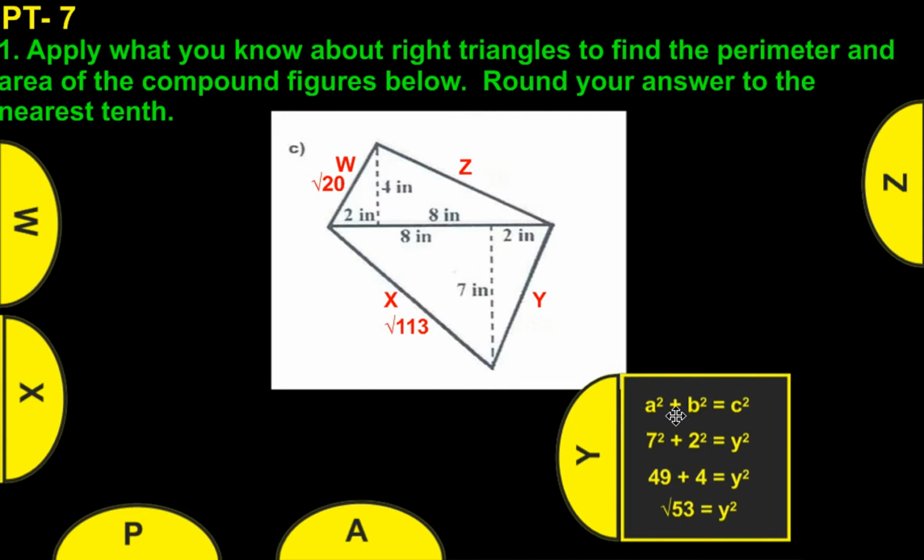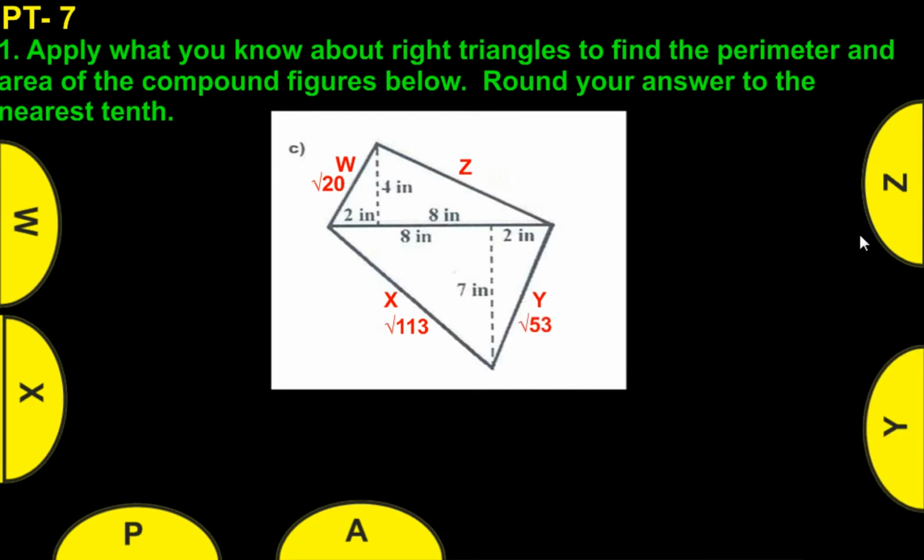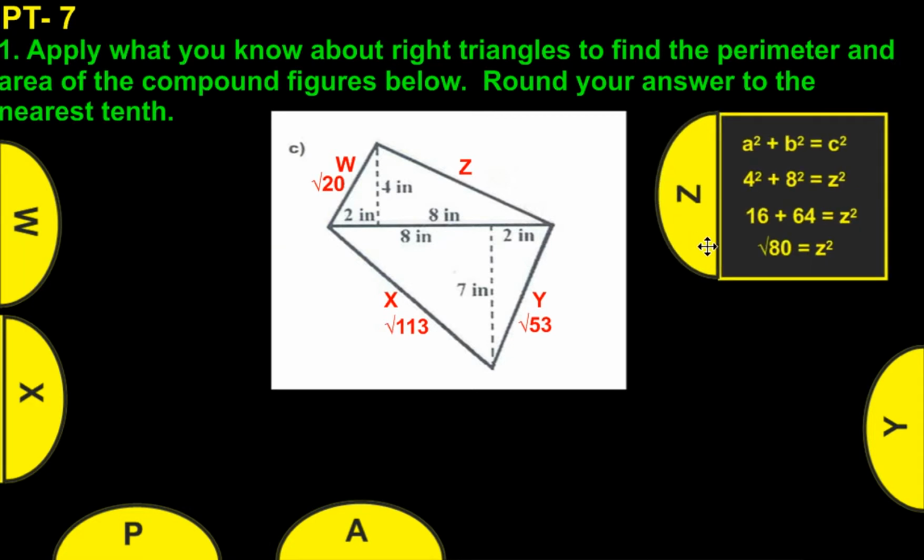So for Y, I have a leg of 7 again and a leg of 2. Plugging those in, 7 squared plus 2 squared equals Y squared, which gives me 49 plus 4 equals Y squared, so Y is the square root of 53. And lastly, Z, I have a leg of 4 and a leg of 8. So 4 squared plus 8 squared equals Z squared. 16 plus 64 equals Z squared, so Z is the square root of 80.